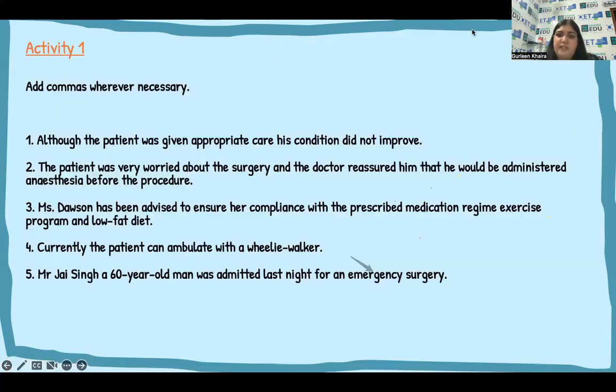Now, these are the 5 examples. I want you to keep in mind the 5 rules that we have discussed and then add commas where necessary. Pallavi, I'll come to your question, but let's do this first. Let's look at the first one. Although the patient was given appropriate care, his condition did not improve. Should we add a comma here somewhere? And if yes, why? Which rule of comma usage? You'll also have to state that.